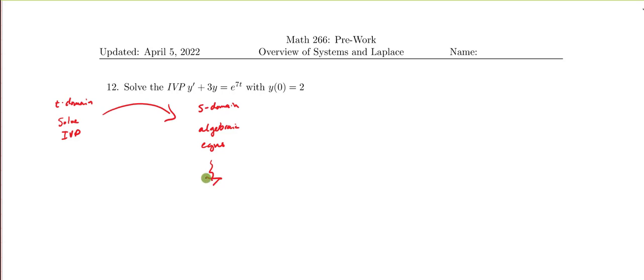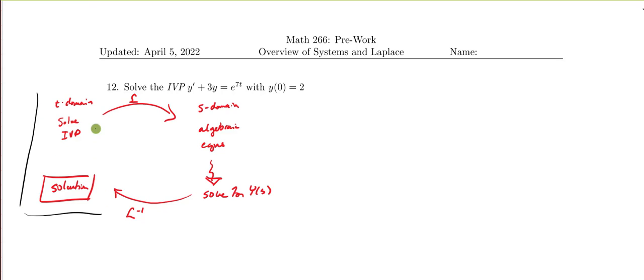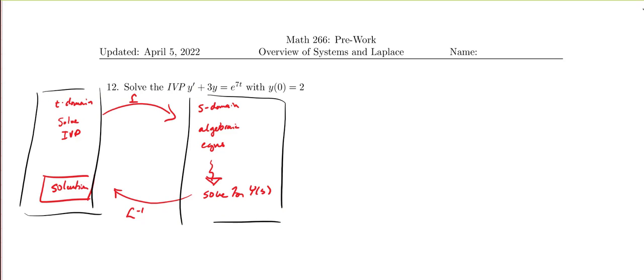We're going to solve that for capital Y sub s, and then we're going to map it over with the inverse Laplace transform. So the Laplace transform takes us over from the t domain to the s domain. The inverse transform will take us back to where we'll have the solution that we're after for this IVP. So all of this, one more time, is occurring in the time domain, and all of this is occurring in the s domain. If you're not quite sure what I mean by these t domains, s domains, that's okay. We're just getting an introduction to this topic.